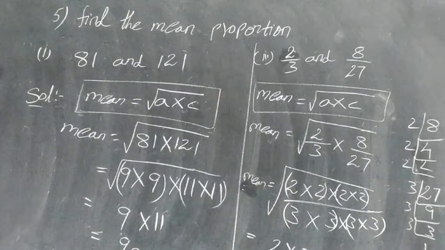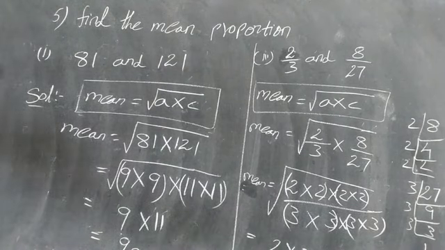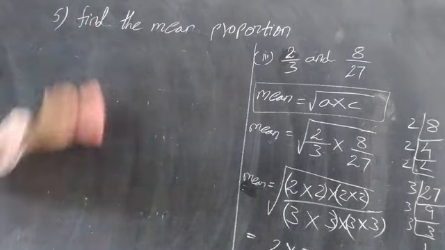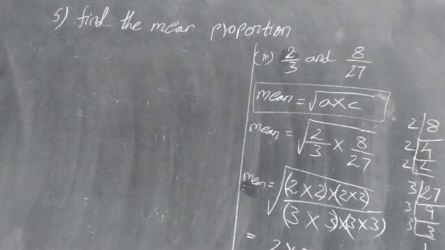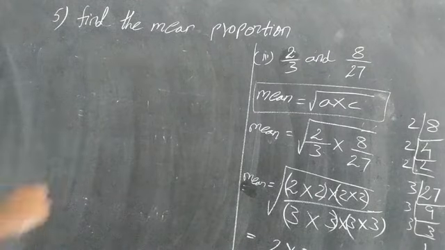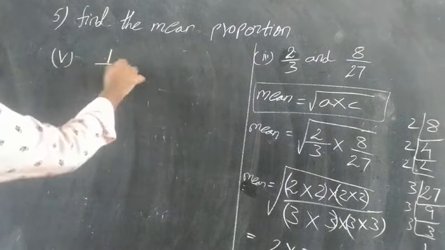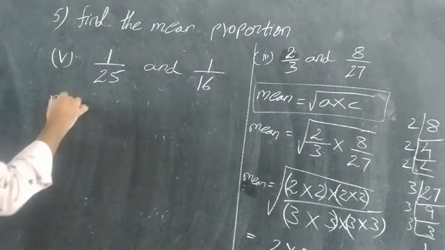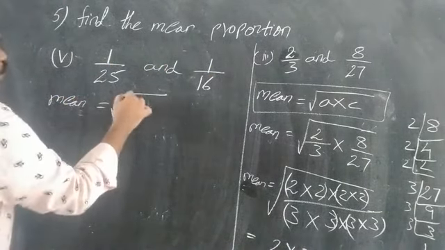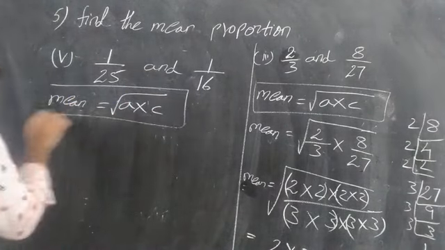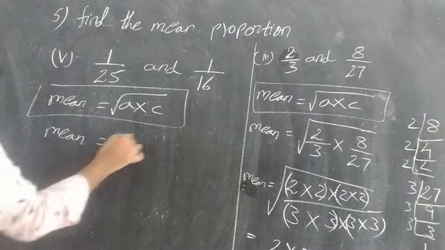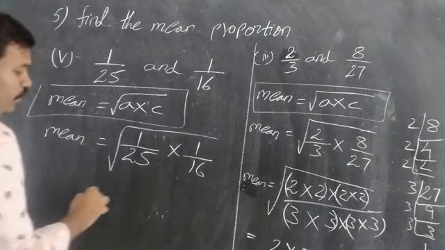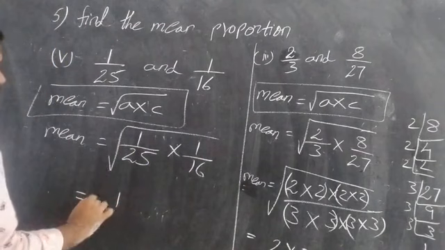Like that only, another sum. See here. The fifth one: 1 by 25 and 1 by 16. What we have to find is the mean proportion. Mean is equal to root of A into C formula. Substituting in the formula, mean is equal to root of 1 by 25 into 1 by 16.